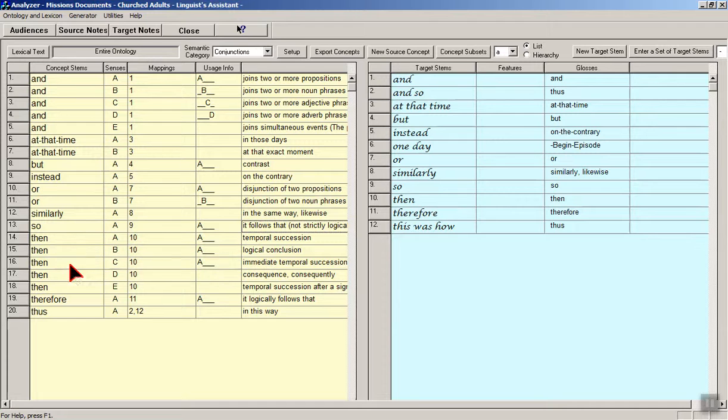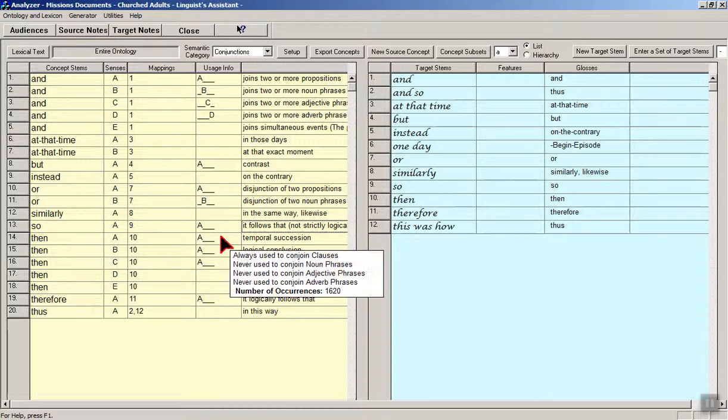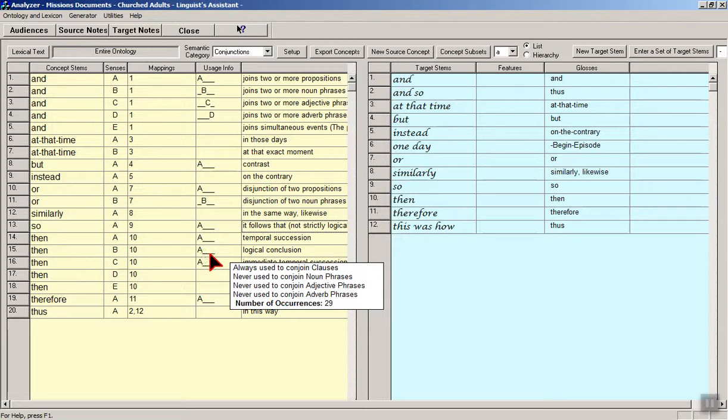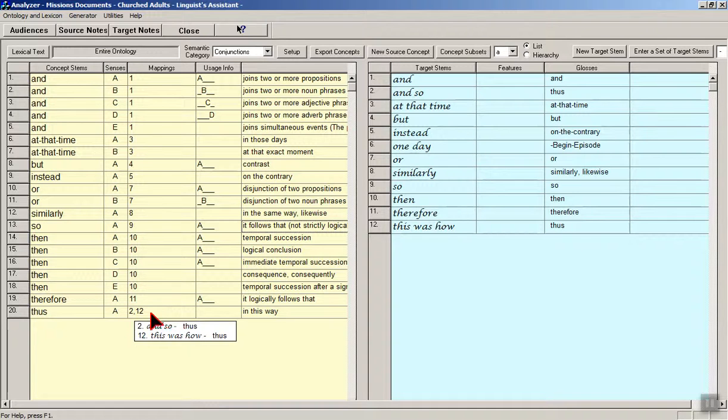There are a bunch of different forms of then. The most common one is the temporal succession. Something happened, then another thing happened. But there's also a logical conclusion then, which seems pretty similar to therefore. And there's a consequence then, which seems fairly similar to so. So because something happened, something else happened. And then there's thus, which is somewhat different. If something happened and because of the way it was done, something else, then you can use thus.